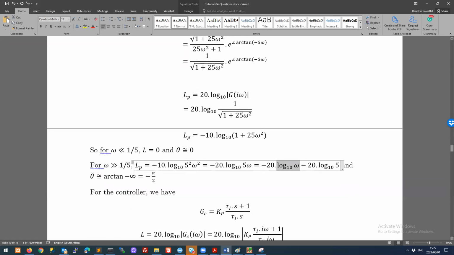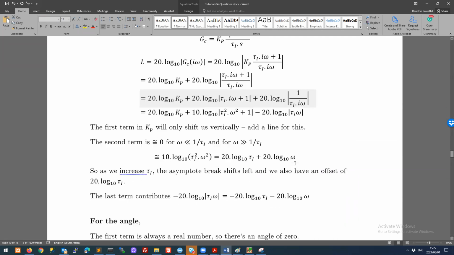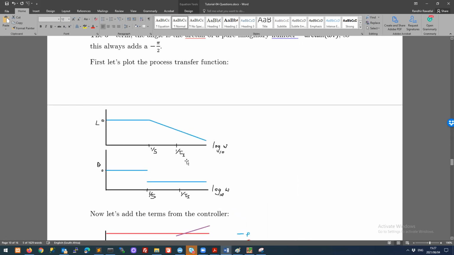So that's what happens to L for omega much more than 1 over 5. Then in terms of what happens to theta, if you look at the angle, if omega is much more than 1 over 5, this is then much more than minus 1. So this whole thing becomes the arctan of minus infinity, and the arctan of minus infinity is minus 90 degrees. So let's see if we can use these two facts together to draw our solution, which is what I've done here.